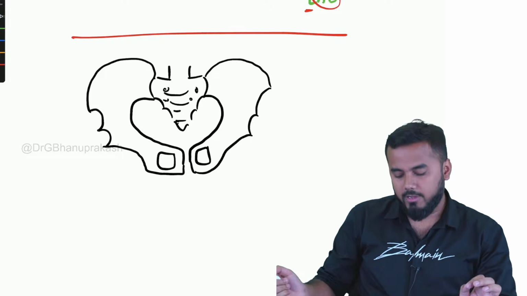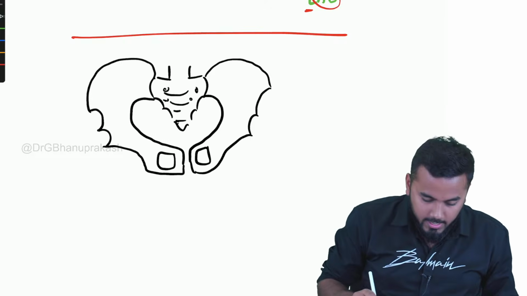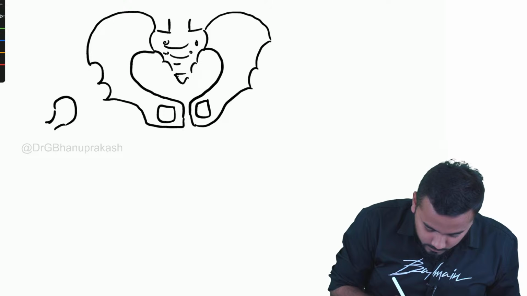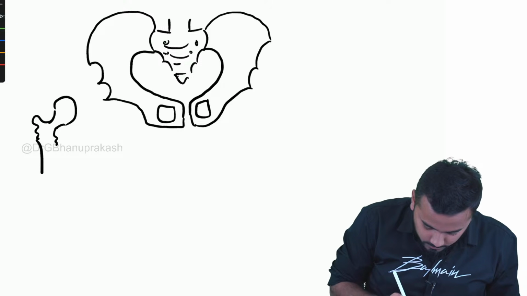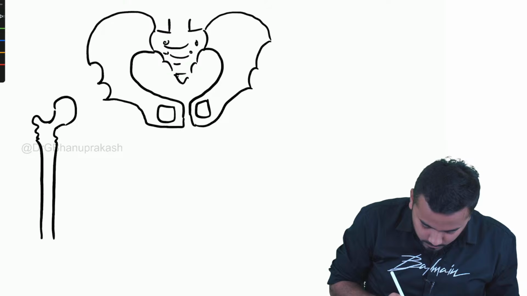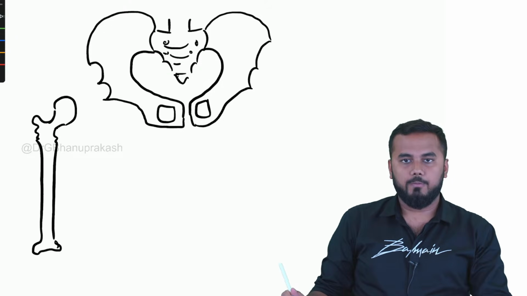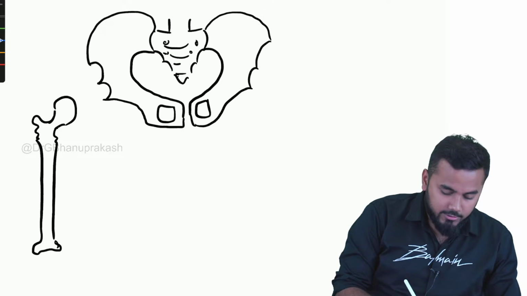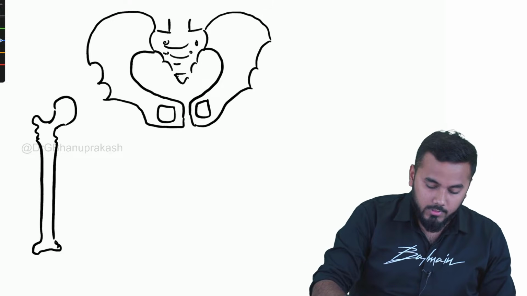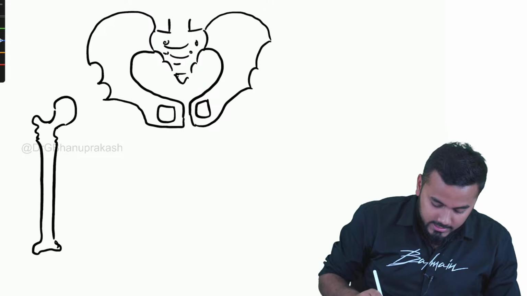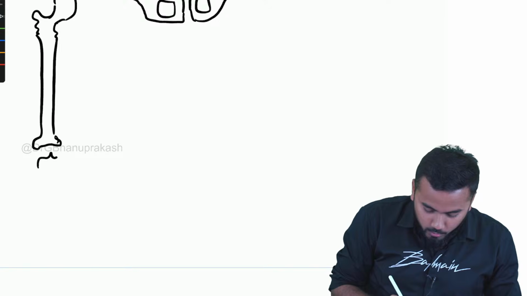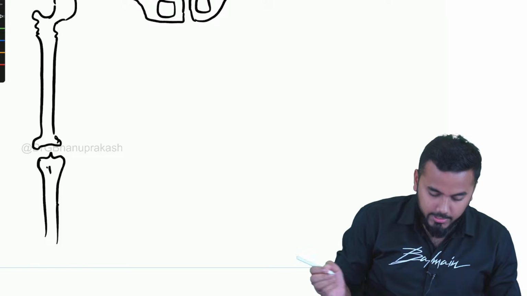Now this is your pelvic bone. And let us say that this is your femur bone. I hope all of you are clear. Right? Listen to the class, that is very important. This is femur, and here we have got a bone. This is called tibia bone.